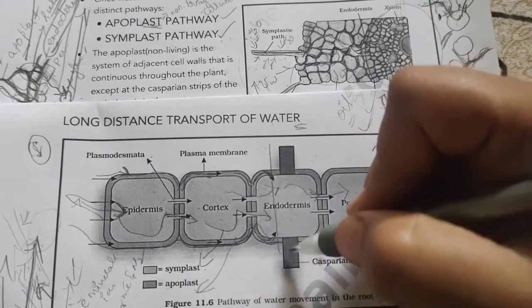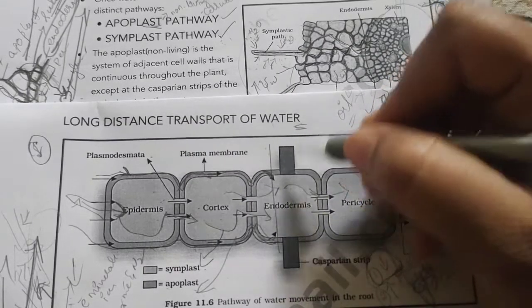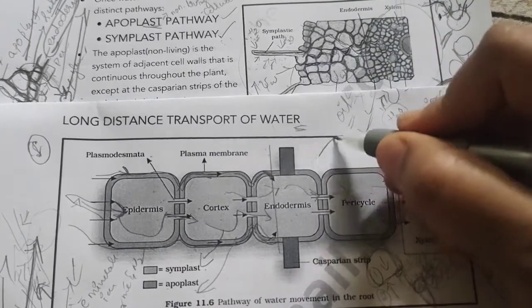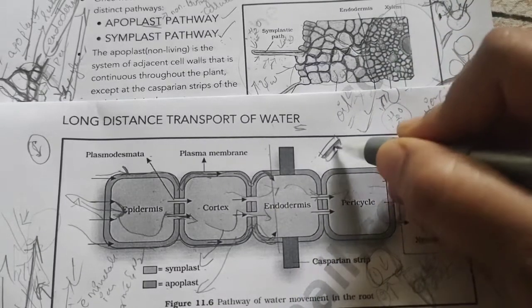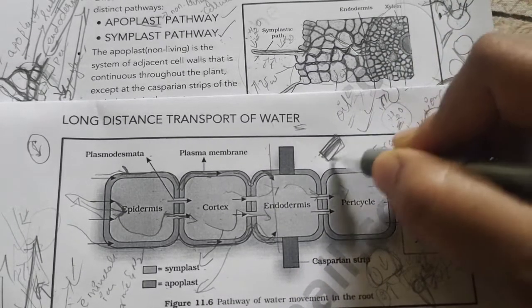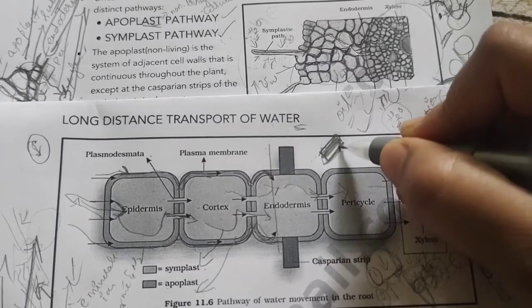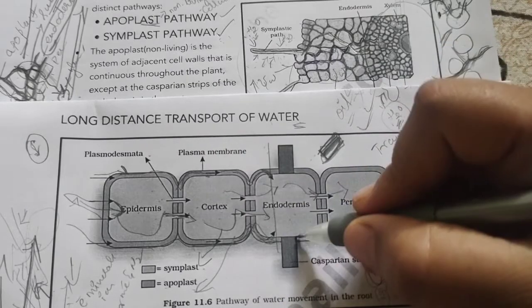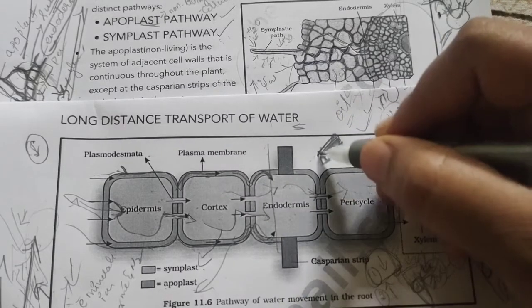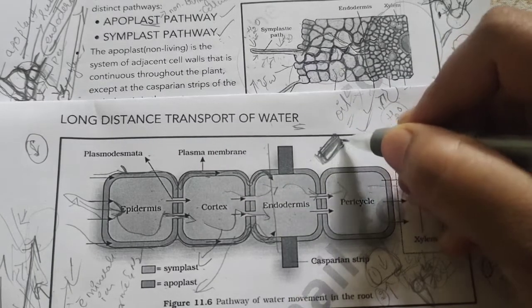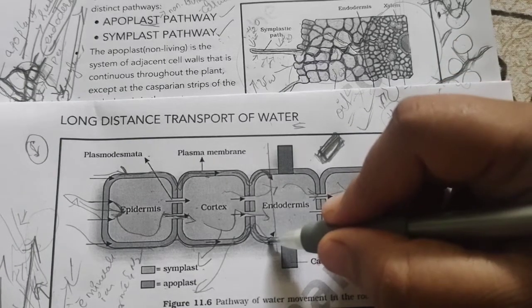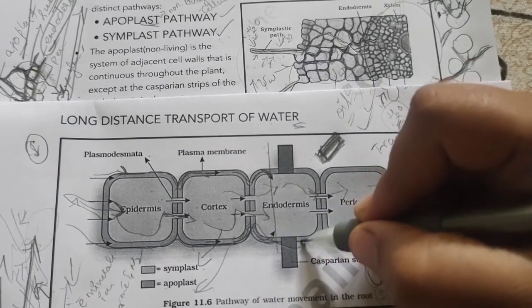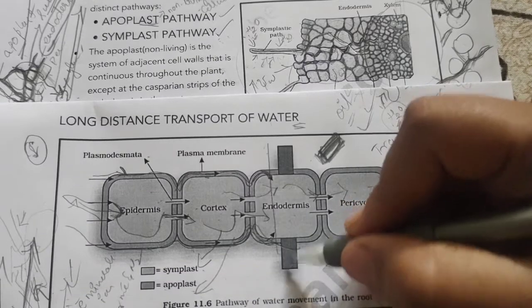strip, that suberin which is deposited inside the endodermal cells, like this, will be radially and transversely arranged. So this is called the Casparian strip. What do we call it? It is called the Casparian strip. As the thickenings are present, water cannot cross through this Casparian strip because it is water hating.